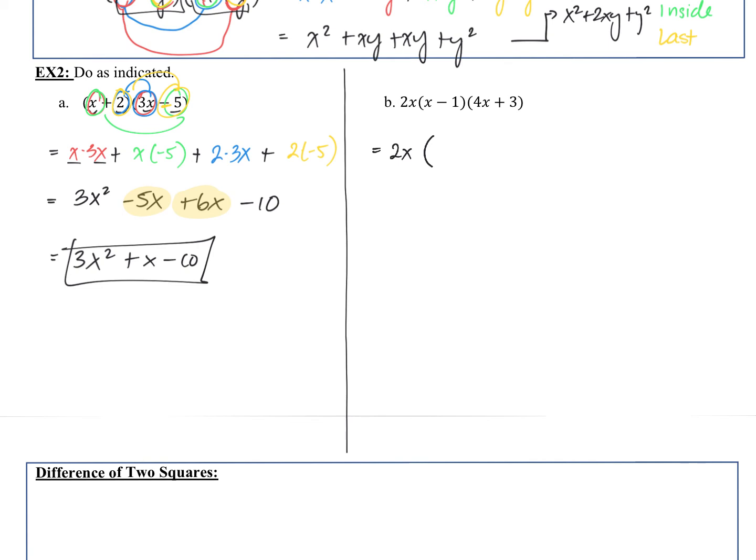So let's do FOIL. So first, we have x times 4x. Actually, let me change the color so it's still color coding for a bit. As we go along, I won't be color coding it, but for now, since it's being introduced, I'll color code it. 4x times x, sorry. So first, outside, that's going to be 3 times x. Inside would be negative 1 times 4x. Plus, and last, negative 1 times 3.